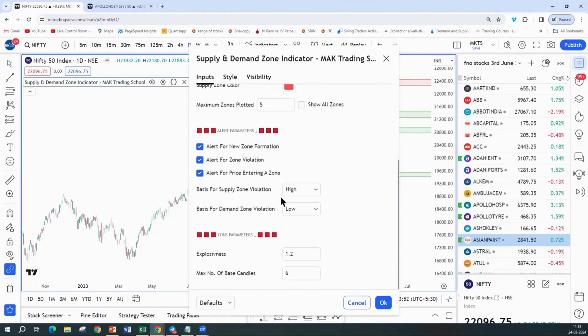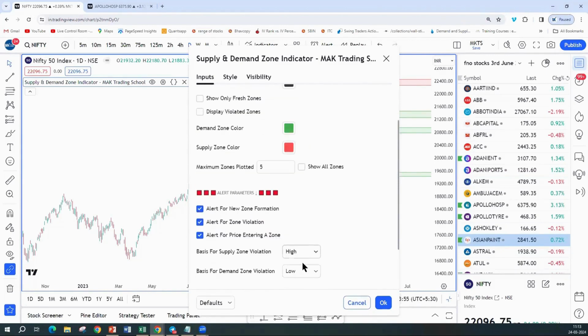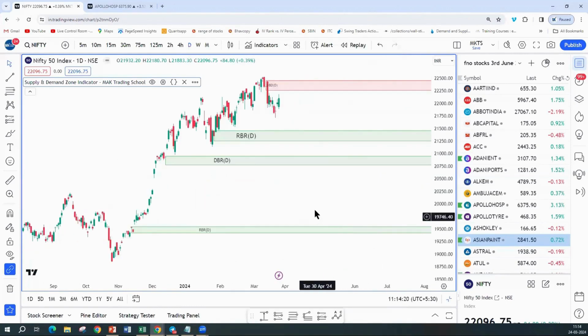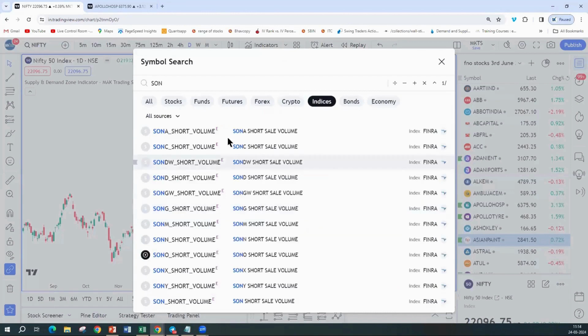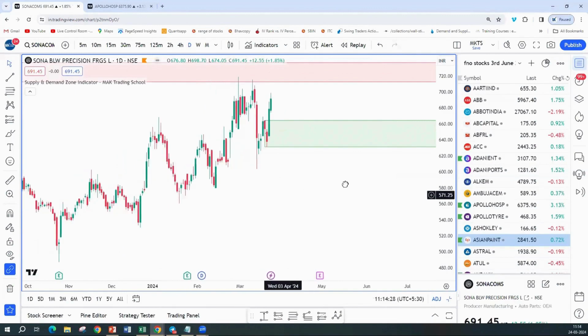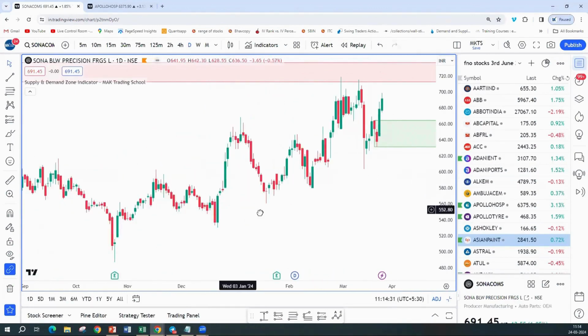Basis for zone violation, high or low basis, how do you want it? Just the wick going beyond the distal line, should you consider it violated, or you can use on a closing basis? So with the increased volatility in the market, my preference is on candle closing beyond supply and demand. Many a times you will see that there is a wick which stops you out and then it moves in your favor. So let me highlight what I'm saying. So if you have a stock here, so now counts on this demand zone, rally base rally.